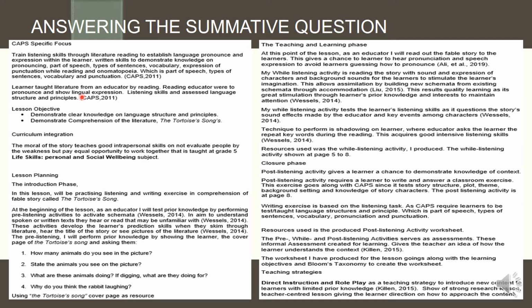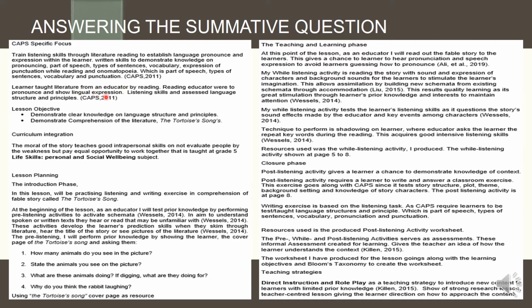The learner is taught literature from an educator by reading, meaning that I, as an educator, have to read to the kids so that the kids can hear how to pronounce particular words. During the pronunciation, it's always recommended for you to say out a difficult word that you think they might see as difficult. Say it out, and say to the kids, repeat after me that same word. That is also teaching them pronunciation.